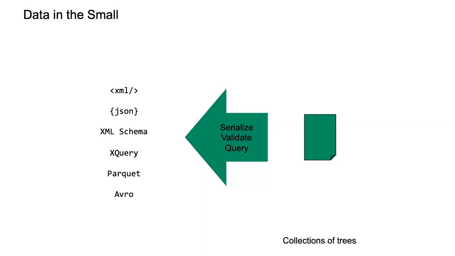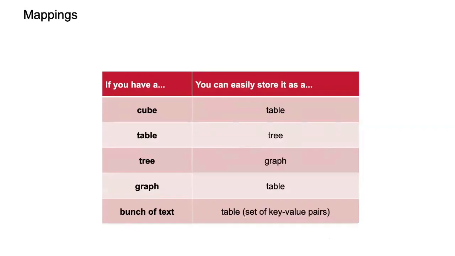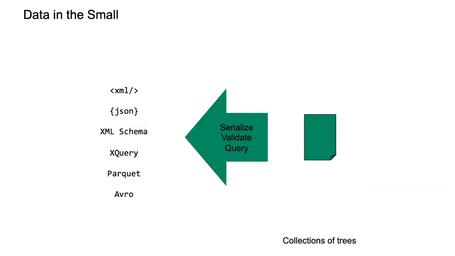Then we saw the two directions. When you have data, you can serialize it, meaning you store it to the disk, right? You can serialize, for example, trees as XML, as JSON, and in all kinds of formats. Then you can validate it with XML Schema, JSON Schema, and so on. You can query it with XQuery, JSONiq, store it as Parquet, Avro, and so on. So now you know all of these technologies.